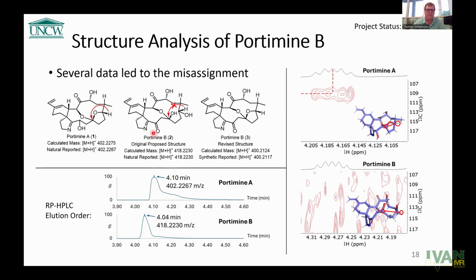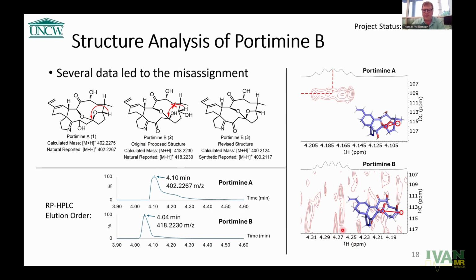And so the difference between these structures is this ketone versus hydroxy group. And so you can imagine that in the revised structure of portamine B, where we have the ketone, we'd expect it to elute after portamine A. And so we had two issues that really didn't make sense.